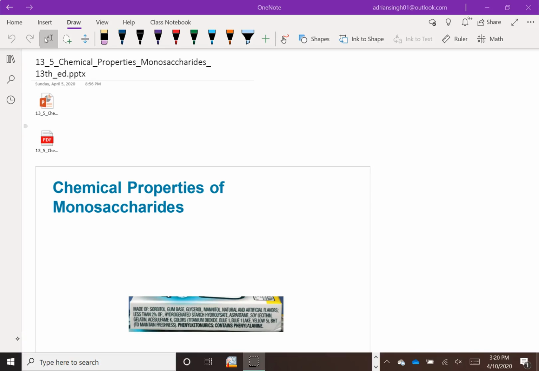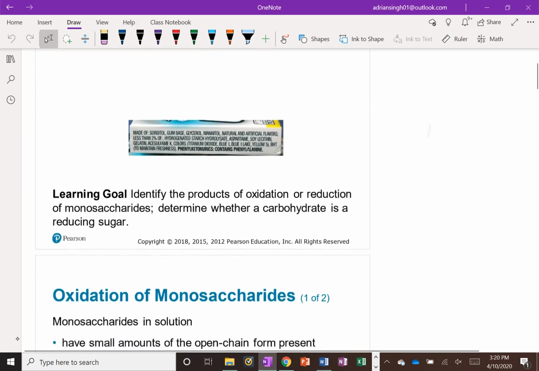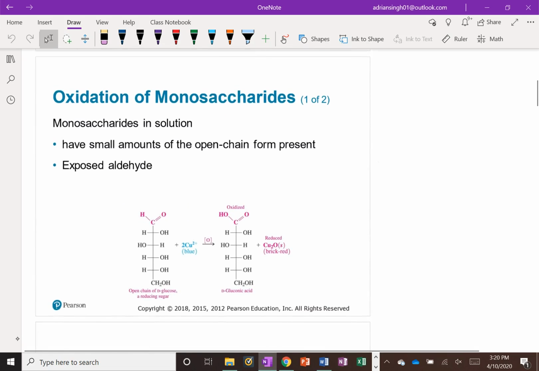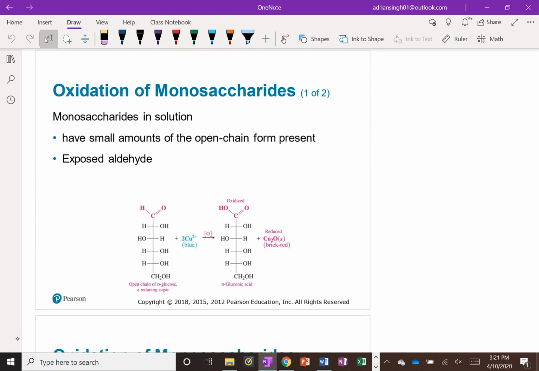All right, so in this section, we're going to take a look at some of the chemical properties, which simply means the chemical reactions that the monosaccharides are going to undergo. And the first set of reactions that we're going to take a look at are oxidation reactions of the monosaccharides.